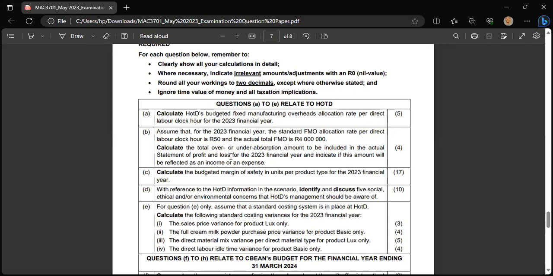All right, on part C, we are required to calculate the margin of safety. Those that are joining us really haven't missed anything, because we're just doing a recap of parts A and B, what we already covered last week. So on part C now, we are dealing with the margin of safety in units per product type.